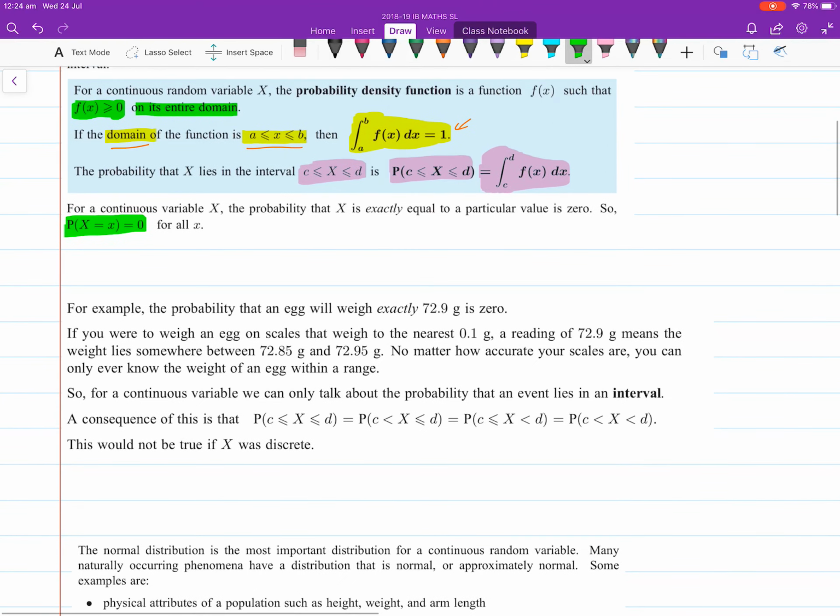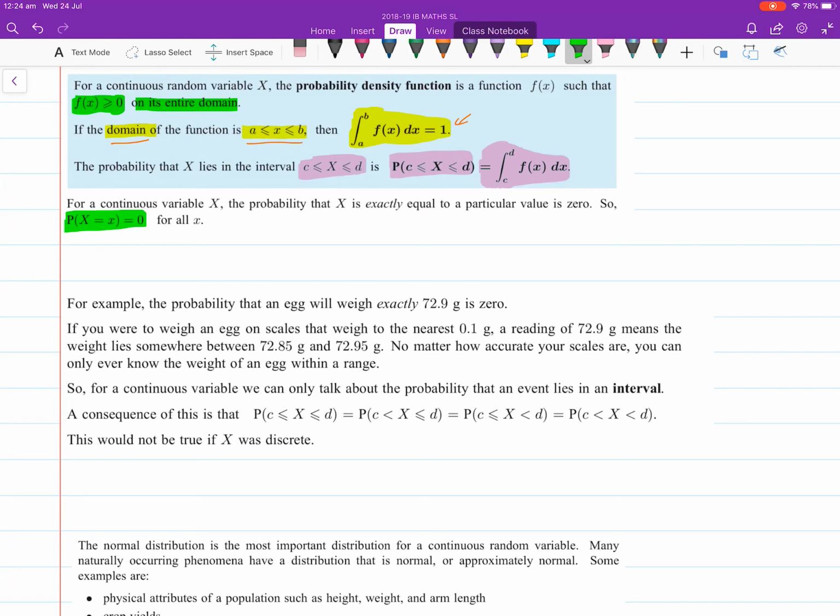All right, let's have a look at this example here just to build on the idea a little bit about this notation. Let's say we've got an egg, and what's the probability of an egg weighing exactly 72.9 grams? It is actually 0, which is what we're saying up here. And you might think, well, that's a bit weird. Shouldn't there still be a possibility of an egg weighing that much? And the issue is, it depends what you're using to measure it. If you weigh an egg on the scales, you might just be to the nearest 0.1 grams or 0.01 grams, for example, whatever.